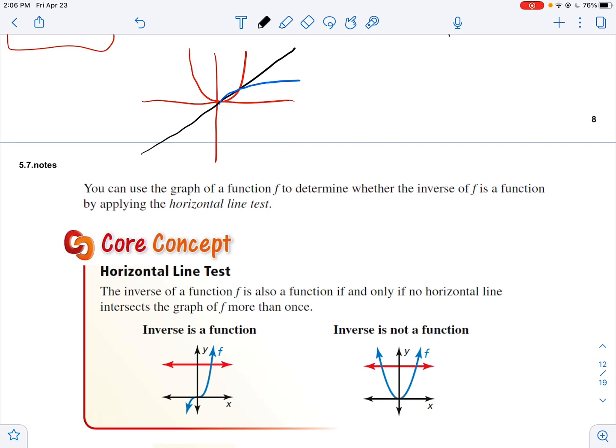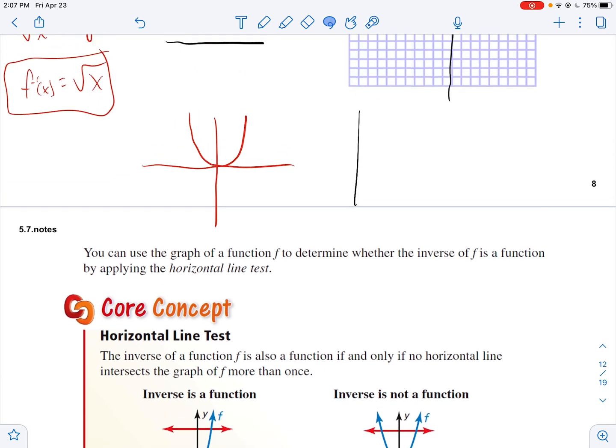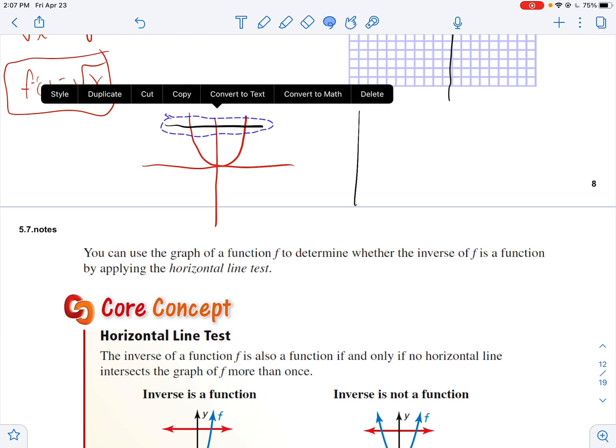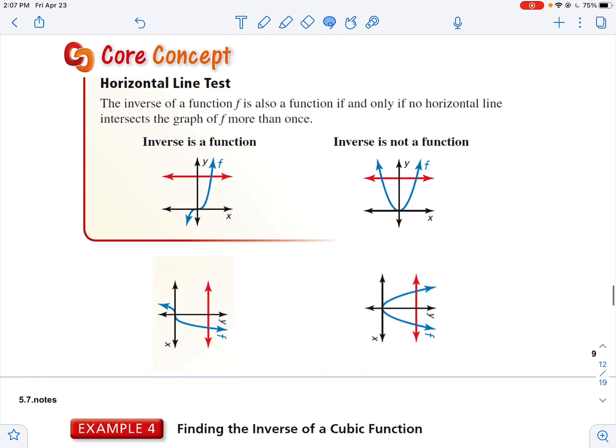Now, I can tell that from the original if, instead of doing a vertical line, I do a horizontal line. It's been rotated 90 degrees. If I do a horizontal line test and I pull that anywhere on that graph and it touches twice, the inverse will not be a function. Okay? And that's what's kind of happening down here.